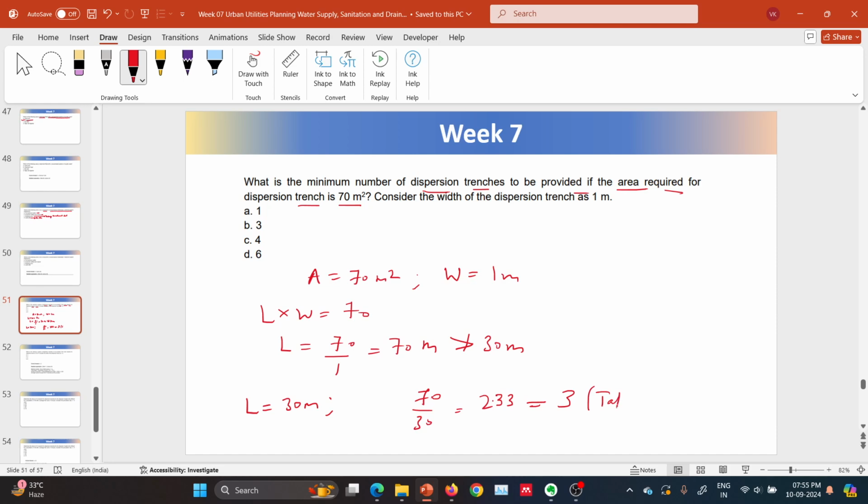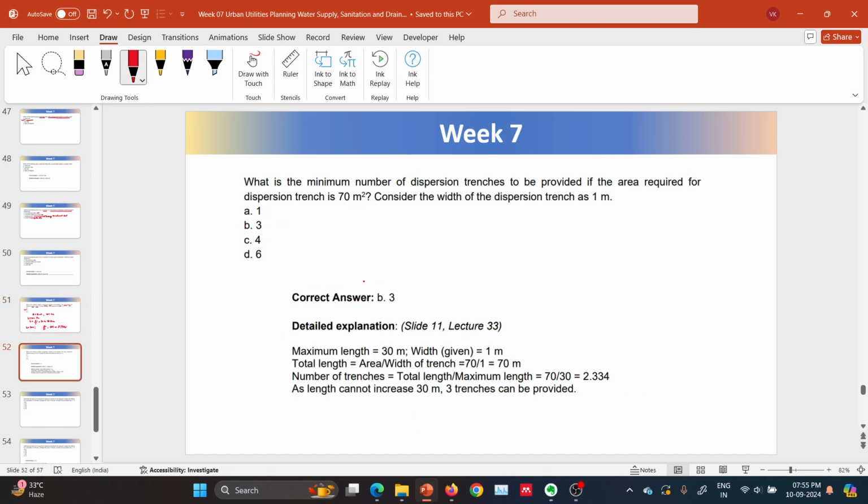Take 3. So 3 numbers of dispersion trenches are required. Answer is 3.